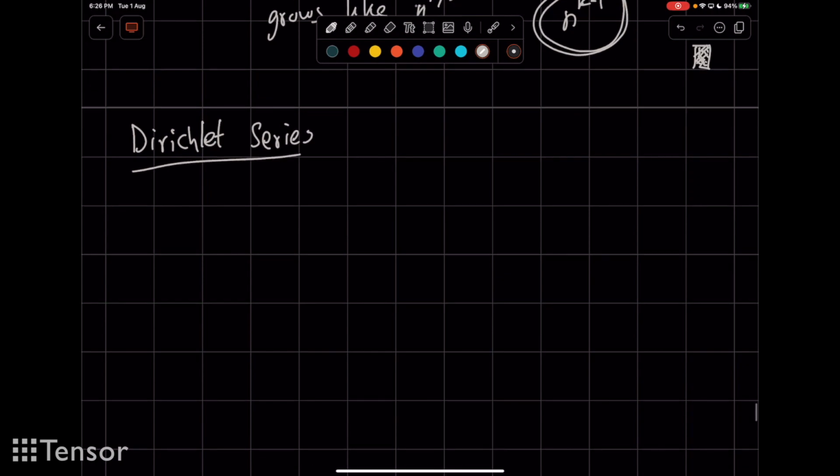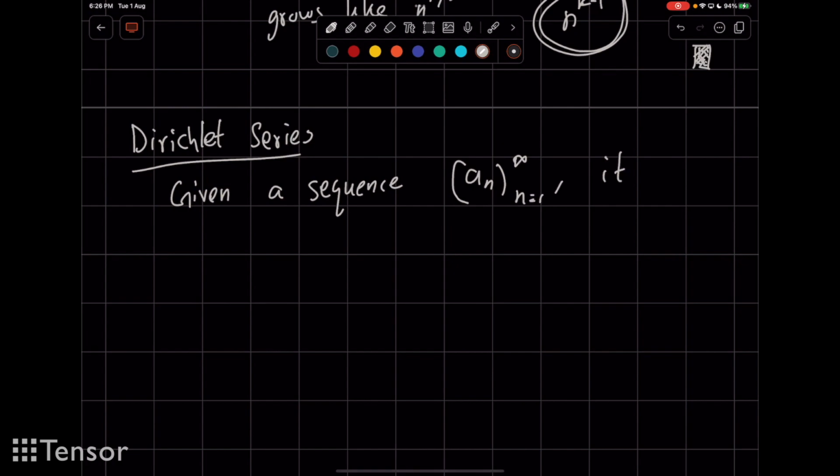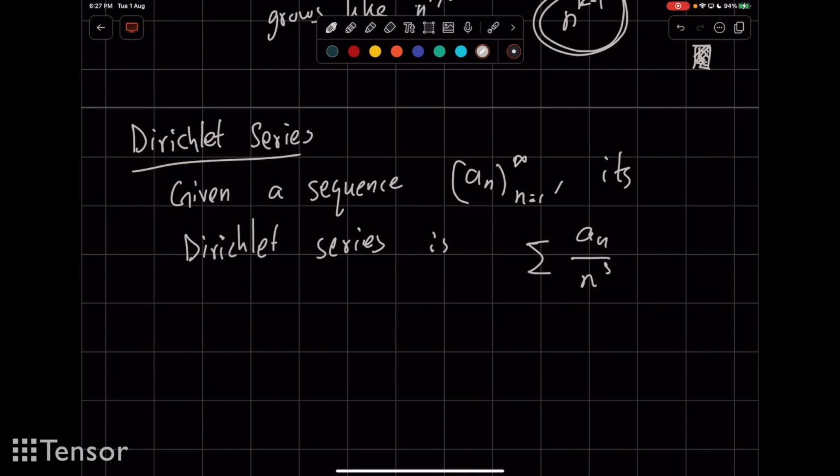So what is the Dirichlet series? Let us define it. Given a sequence a_n, where n runs from 1 to infinity, its Dirichlet series, D should be capital, is the series that goes like this: the sum of a_n over n to the s, where n runs from 1 to infinity.